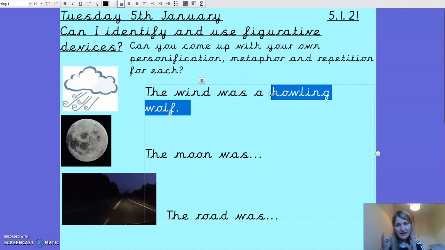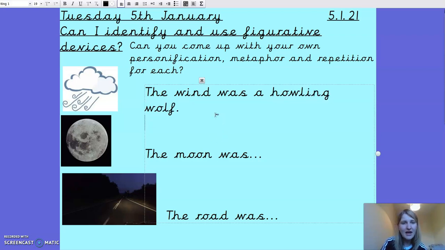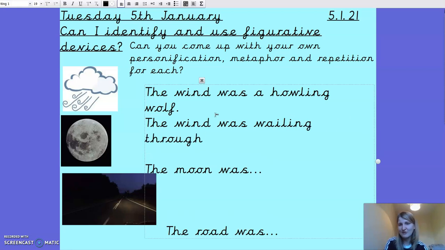I want to challenge myself to use different ideas and vocabulary. So I might say something like, the wind was wailing through the trees. And I quite like that idea of a baby wailing through it. It makes a really horrible, shrill sound, doesn't it? So the wind was wailing through the trees. That would be my personification.